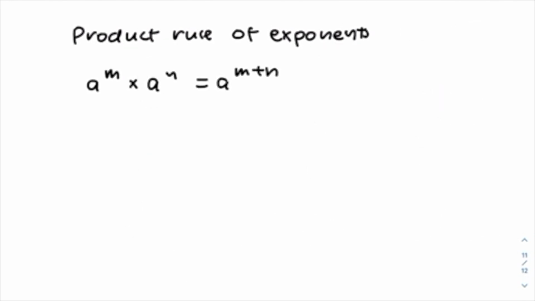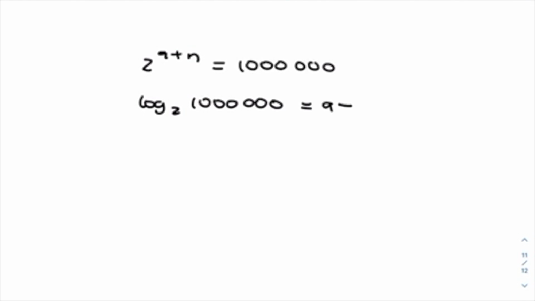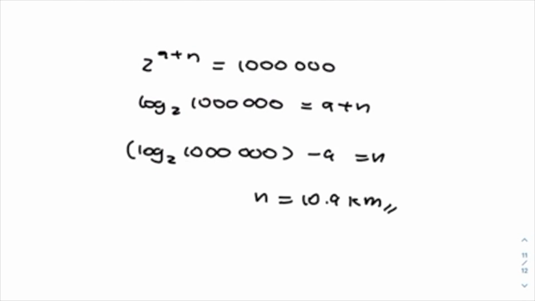If you apply the product rule of exponents, where a to the power of m times a to the power of n equals a to the power of m plus n, 2 to the power of 10 times 2 to the power of n minus 1 equals 2 to the power of 9 plus n, which equals 1 million. And applying the logarithms rule, log base 2 of 1 million equals 9 plus n. This gives log base 2 of 1 million minus 9 equals n. This makes n roughly 10.9 km.